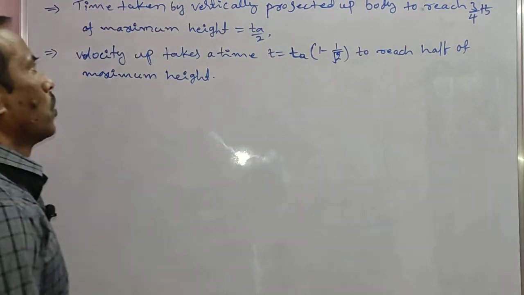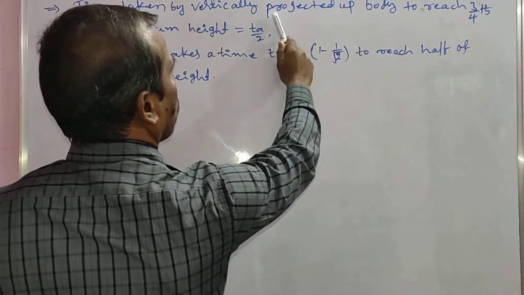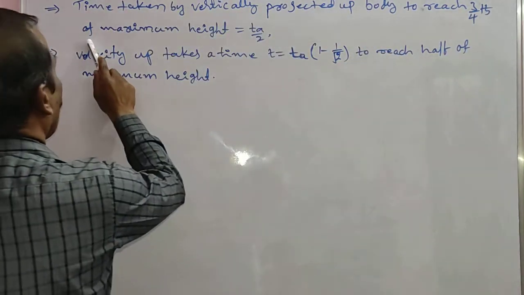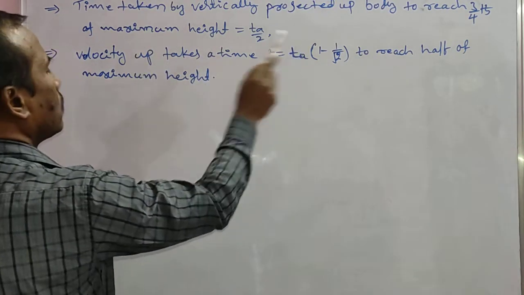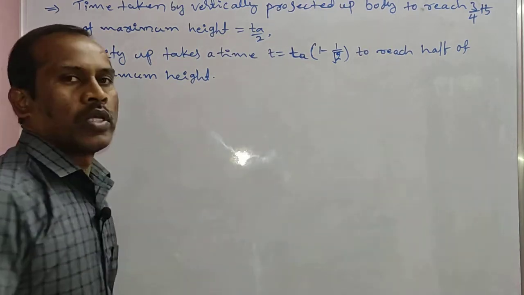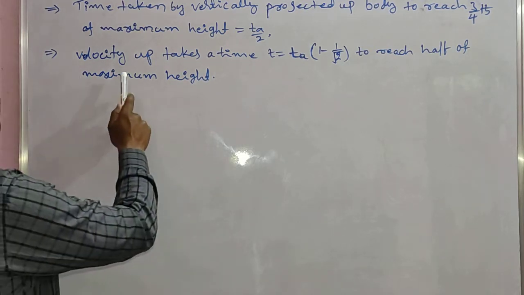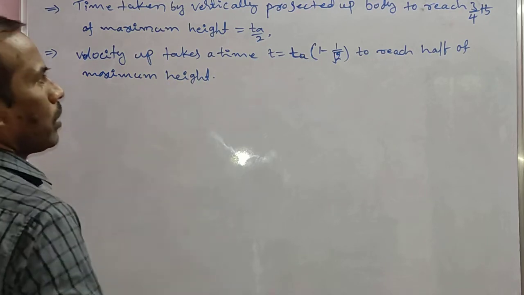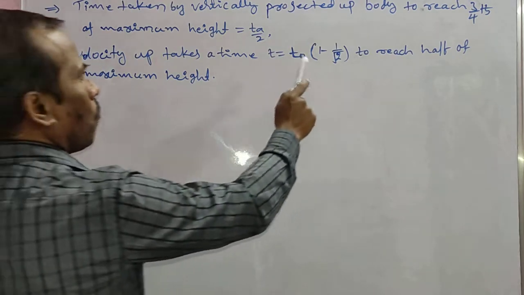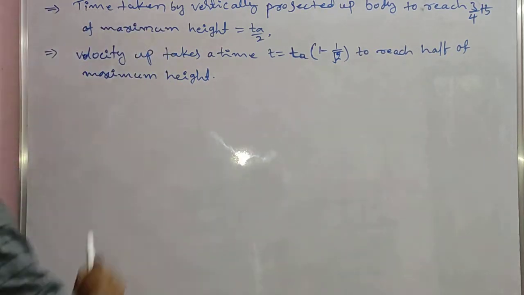First of all, look here: the time taken by a vertically projected up body to reach 3/4 of maximum height is equal to TA by 2. Next, the second case: the time taken to reach half of maximum height is t equal to TA into (1 minus 1 by root 2), where TA is the time of ascent.